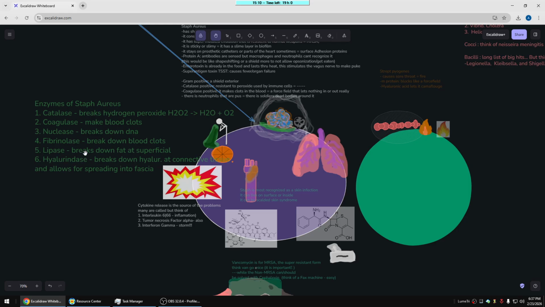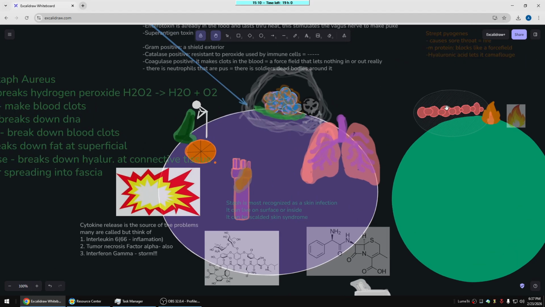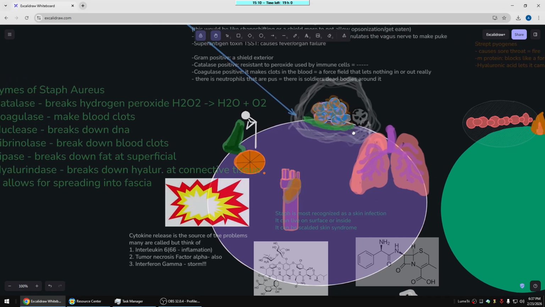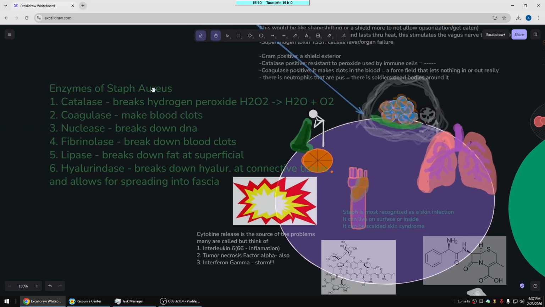Some enzymes of Staph aureus: there's catalase, like we talked about, that breaks down peroxide. Coagulase, which makes blood clots. Nuclease, which is different from strep pyogenes. So nuclease and DNase are two different things. This is how these two vary a little bit. Besides the shape, this one is more ball shaped, like grapes. This is more of a centipede. So grapes, centipede, and Staph aureus is also golden on the surface. That's why it's given its name, aureus, actually.